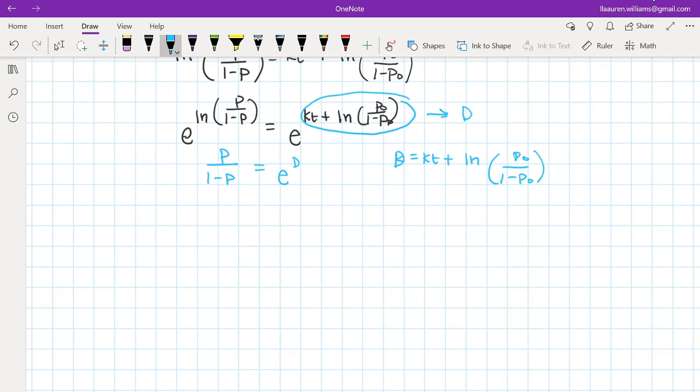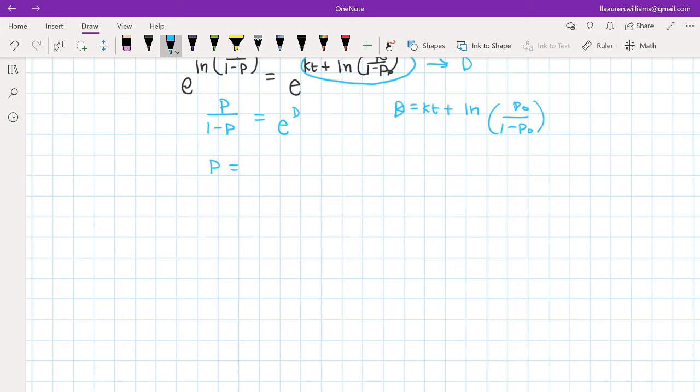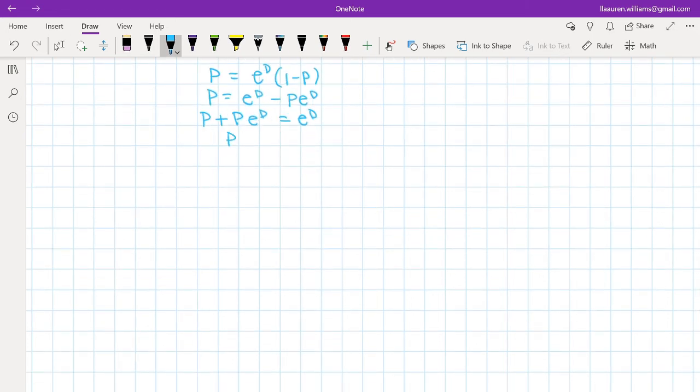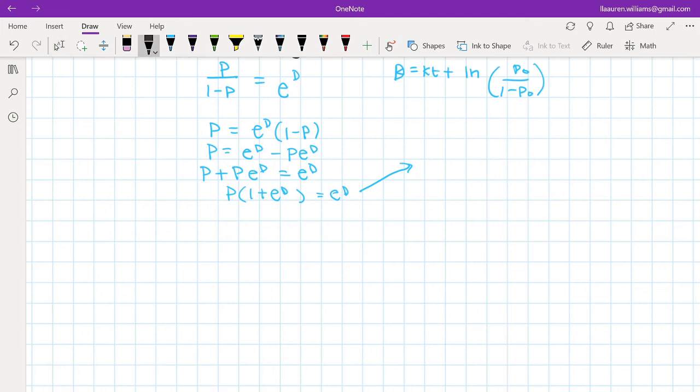And then we need to get p by itself, so we'll go p over 1 minus p is equal to e to the d, so p is equal to e to the d minus p e to the d, p plus p e to the d is equal to e to the d, and then we'll get the final answer, where d is written up above.